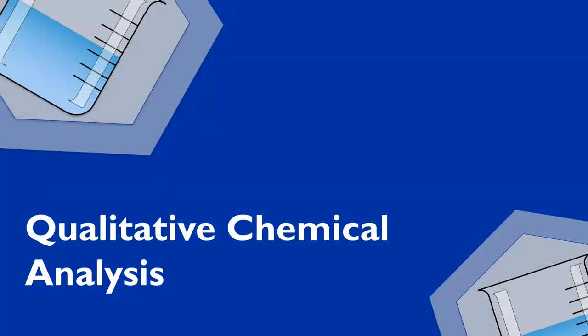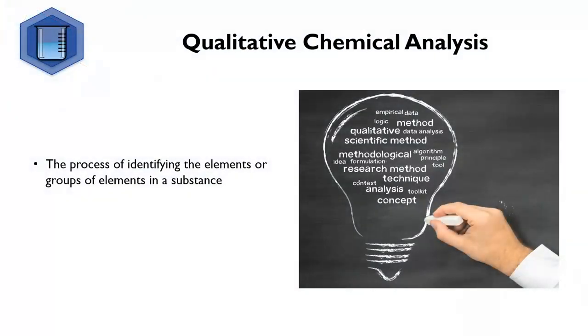Qualitative chemical analysis. Qualitative analysis is the process of identifying the elements or group of elements in a substance. Qualitative analysis does not include the use of numerical measurement. Instead, it relies on your powers of observation and note-taking to collect data. This data includes colors, smells, pH, or appearance of a solid, information you will need to write down in your lab notebook as you work.